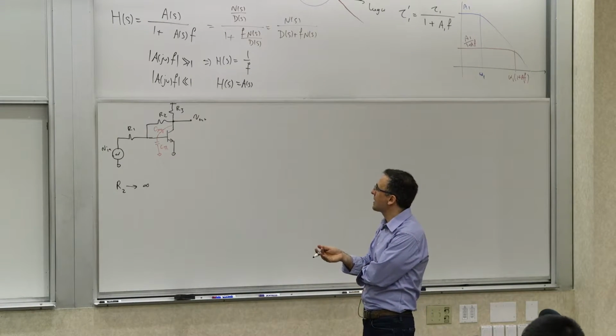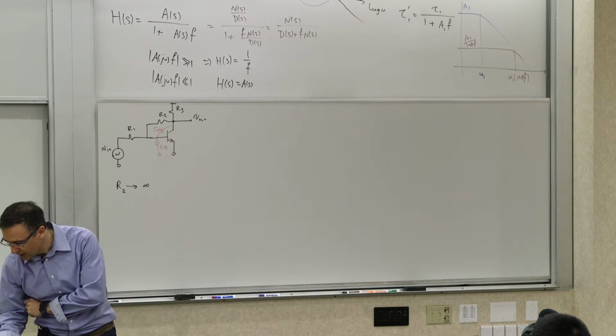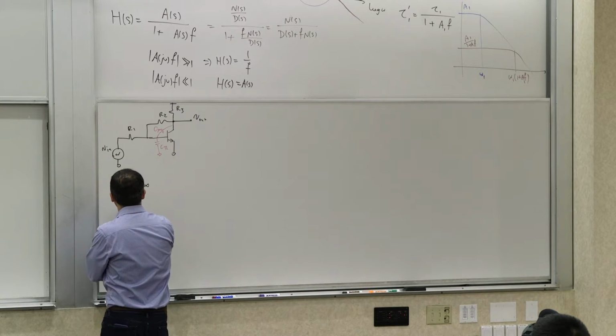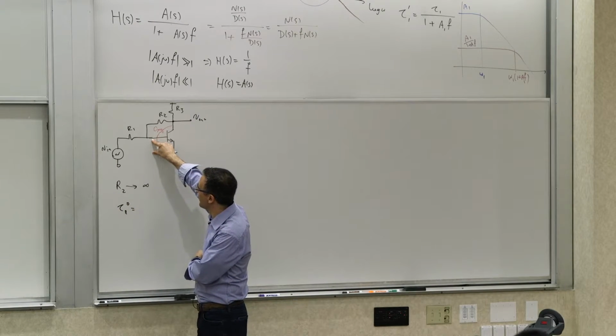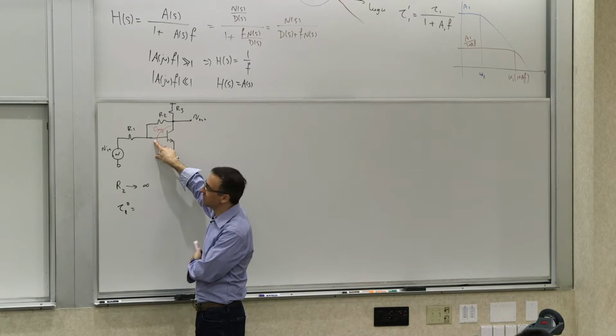We know, for example, what is the first order bandwidth estimate of this thing. How can we estimate it? First, we have to do the zero value time constants. So you have a tau pi 0. The resistance seen by this guy, for example, when R2 is going to infinity first. Well, it's the basic calculation we've done before.